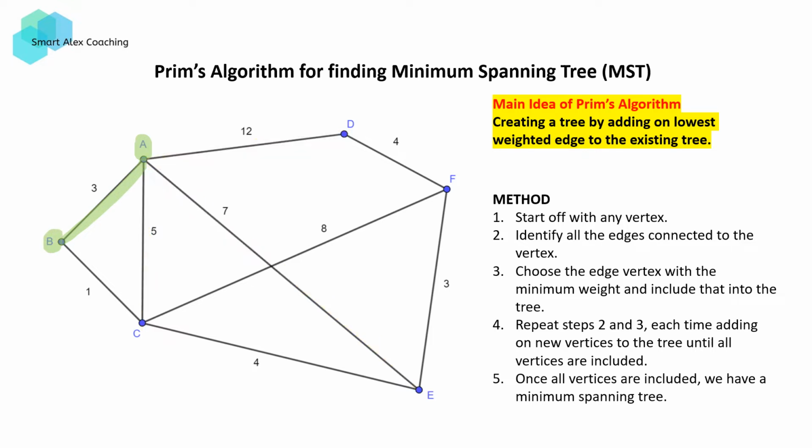Our tree now has 1 edge and 2 vertices, and we repeat this process. Remember, our goal is to include new vertices into our tree each time. So from vertices A and B, we can reach D, we can also reach E, we can also reach C via edge AC or via edge BC. We compare all the weights, 1, 5, 7, and 12. 1 is the minimum, which means that we're going to include edge BC next into our tree.